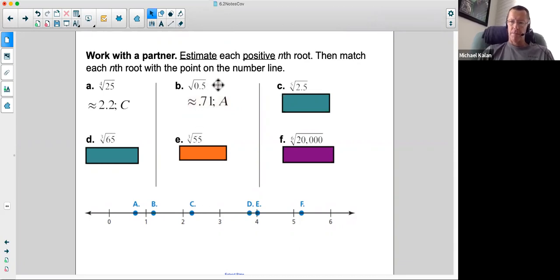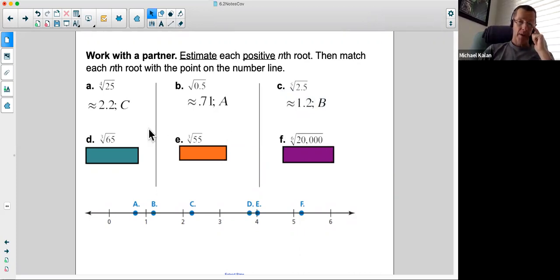And again, you can estimate these, or if you want to use your calculator, you can use your calculator. Okay, what about the 5th root of 2.5? Wow, that's going to have to be fairly small, because we saw how quickly we got up to 25 just from 2.2. Is it going to have to be more than 1 though? Yeah, because if it's less than 1, it's just going to keep getting smaller. I'm going to guess that it's probably B there, a little over 1. Yeah, 1.2. Okay.